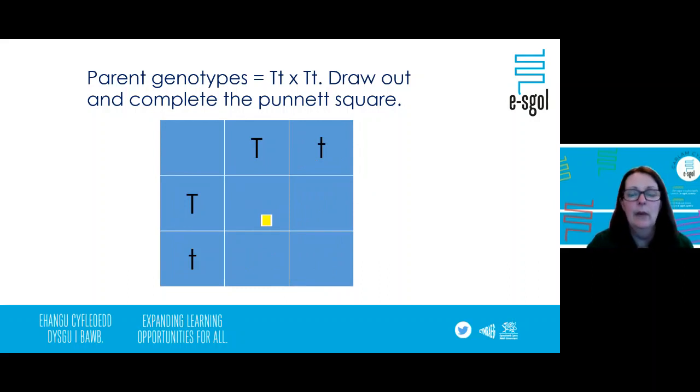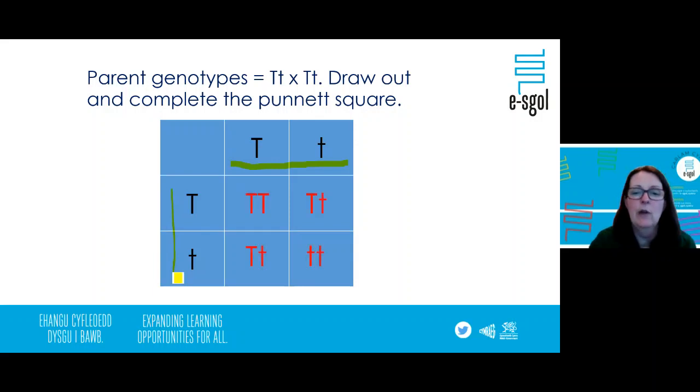Okay, so another example. Again, at any point here, pause the film and have a go at these. So we've got a big T, little t, crossed with a big T and a little t. In this case, these are heterozygous characteristics that are going to be inherited on both parts of the Punnett square. So remember, a heterozygous has a capital letter and a lowercase letter.